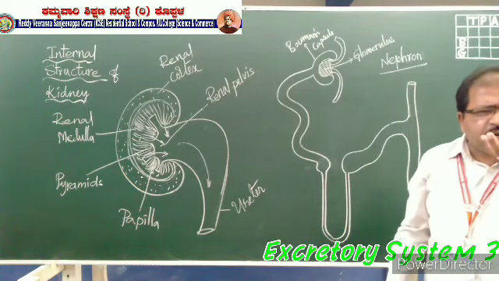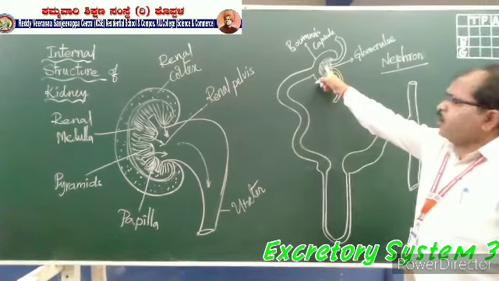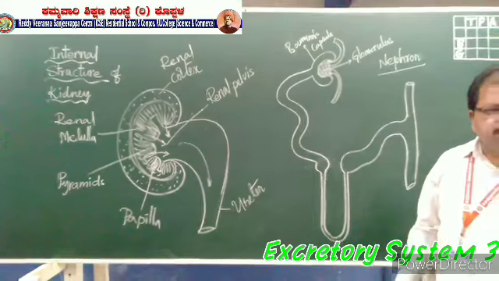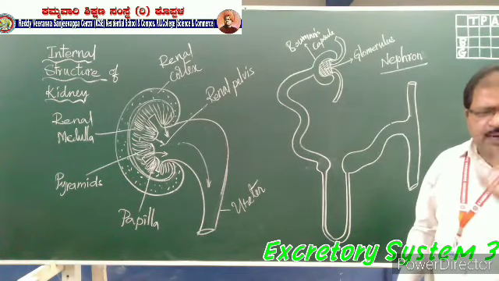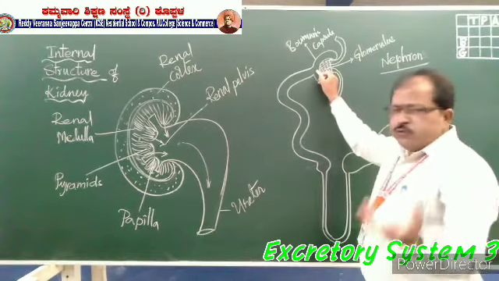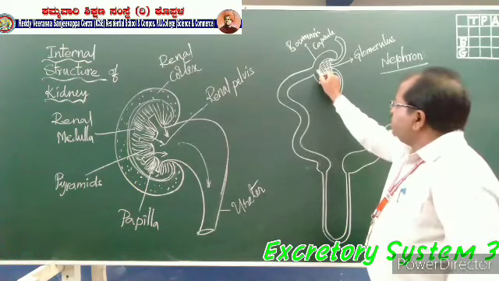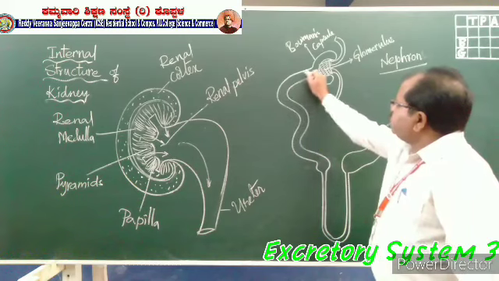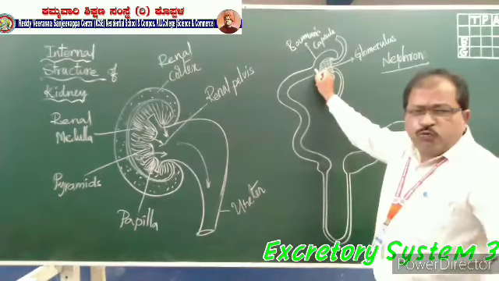And the total filtration of the blood is taking place in the nephron, in the glomerulus only. After the filtration, the waste which is filtered completely from the blood enters into the long convoluted tubule which is attached to the Bowman's capsule.